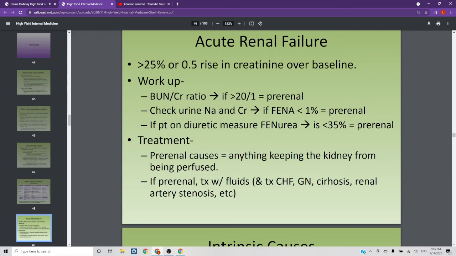failure. And to further work it up, you want the BUN creatinine ratio, because that can help you determine between pre-renal and intrinsic renal causes. You'll also want to check the urine sodium and creatinine so you can calculate the FeNA, and you will have to do that on your test, probably. And then remember, if the patient's on a diuretic, the FeNA is not reliable. You need to calculate the FeUrea. And why is that?